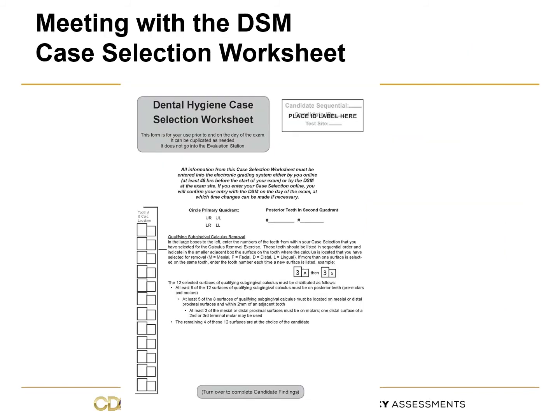Utilize the case selection worksheet to record the 12 surfaces of qualifying calculus in your case selection, as well as the primary quadrant and 2 additional posterior teeth that are part of your case selection. You can enter your case selection in the grading system online from the information contained in this worksheet. Bring this case selection worksheet or the online printout when you meet with a DSM before the evaluation. The DSM will review case selection information with you to confirm the accuracy of the entry in the scoring system. Changes to your case selection information previously submitted online can be made at this time.